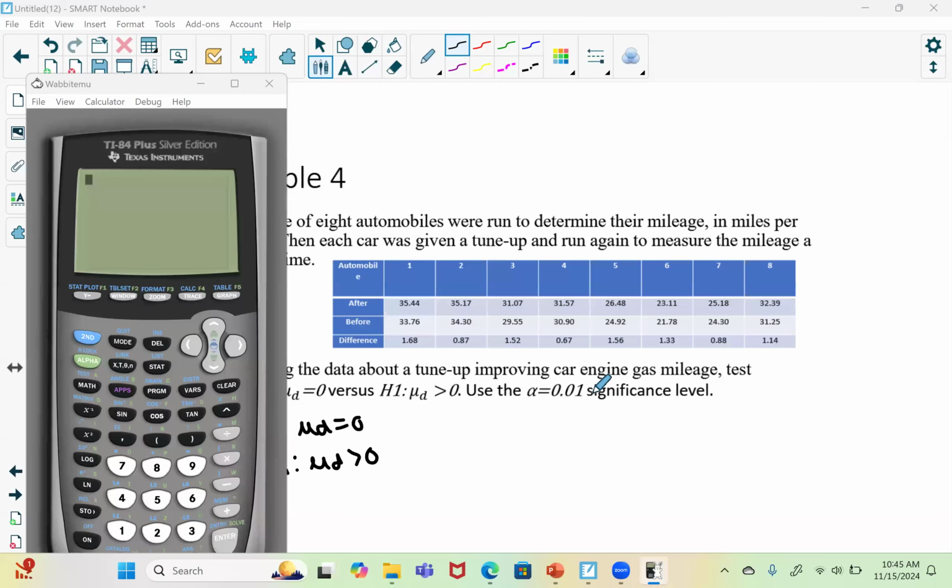Right, and then real quick, if you had to check the conditions, N is definitely less than 30, so we would check that it's not strongly skewed and doesn't have any outliers. To do that again, we do second stat plot, plot 1, and we do the plot for the differences. So wherever you have the differences, that's your X list. Again, when you put in L1, choose the box plot with the outliers. We go to second Y equals again to get to this menu. And then we hit zoom 9 to graph it.